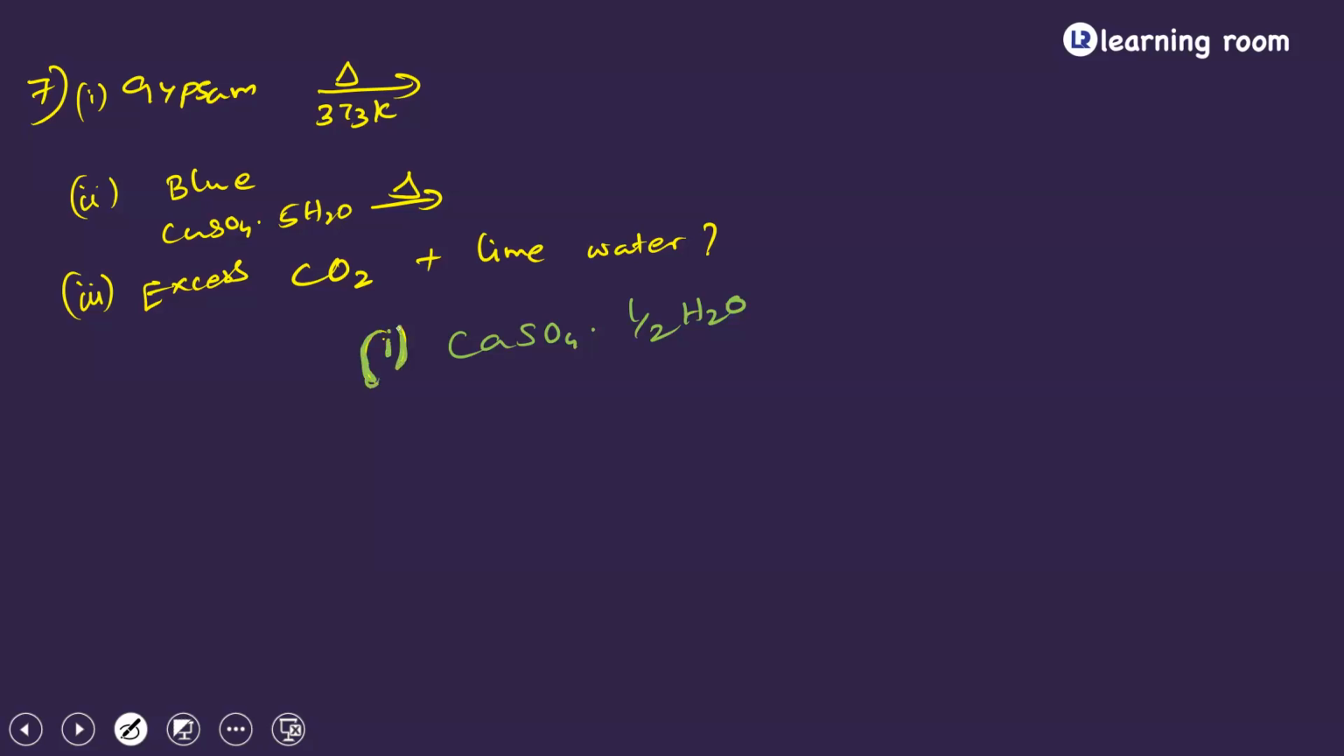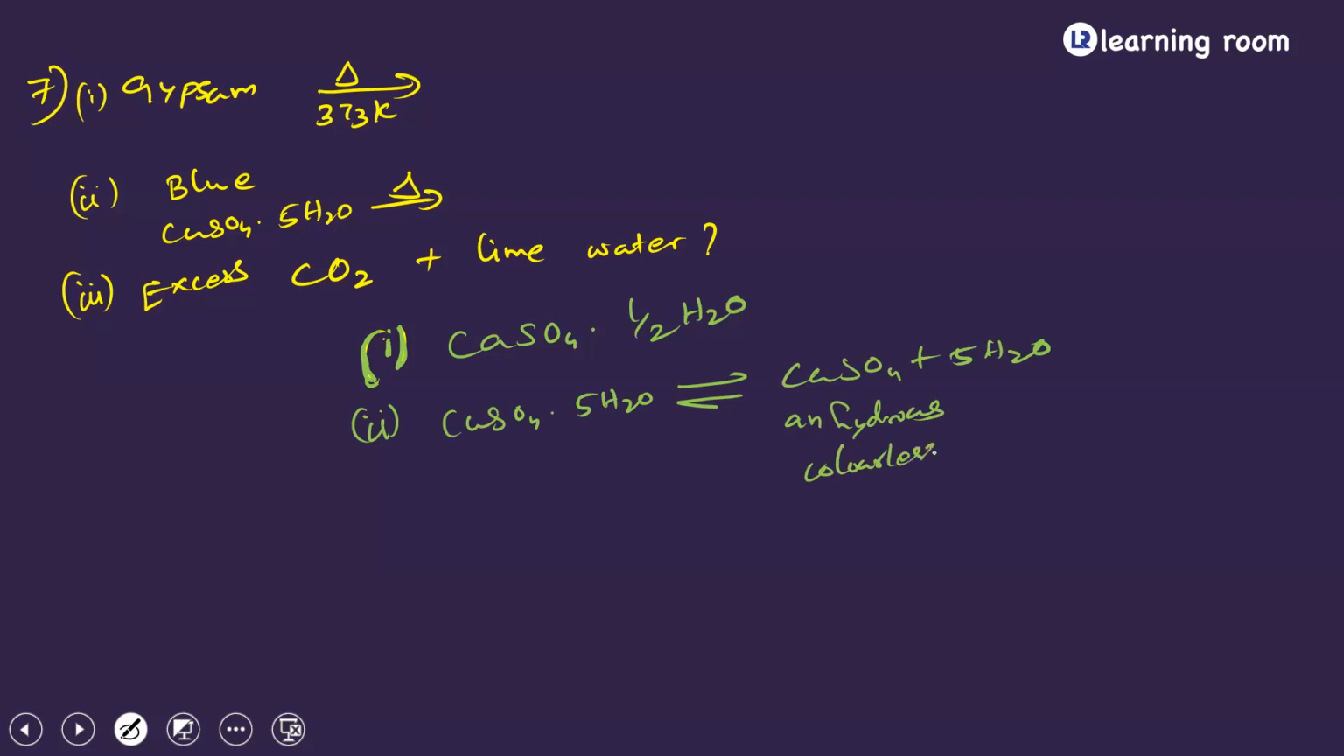Sir, copper sulfate plus 5H2O. So copper sulfate 5H2O is reversible with copper sulfate plus 5H2O. Very good. On heating, blue crystals of copper sulfate become colorless. So this becomes anhydrous and then colorless. It turned into anhydrous form. When the crystals are left open, they absorb the moisture from the air and regain the blue color.